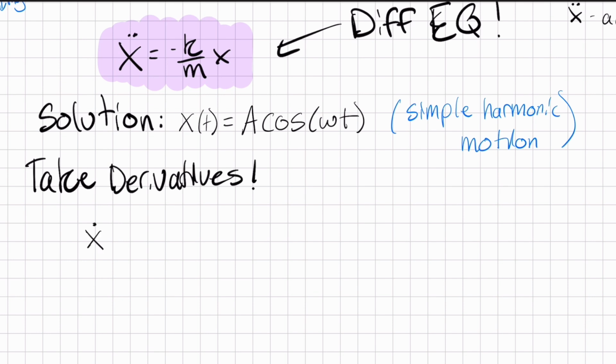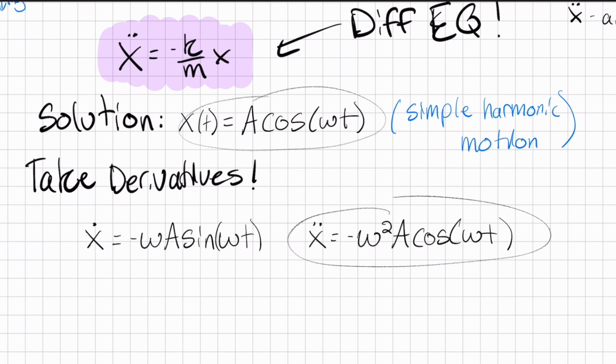So we have this differential equation, and we have the solution for the differential equation, and what you can see is I have an x and an x double dot. So what I can do is take the derivative of that solution, x, take it twice to get x double dot, and then plug that in.